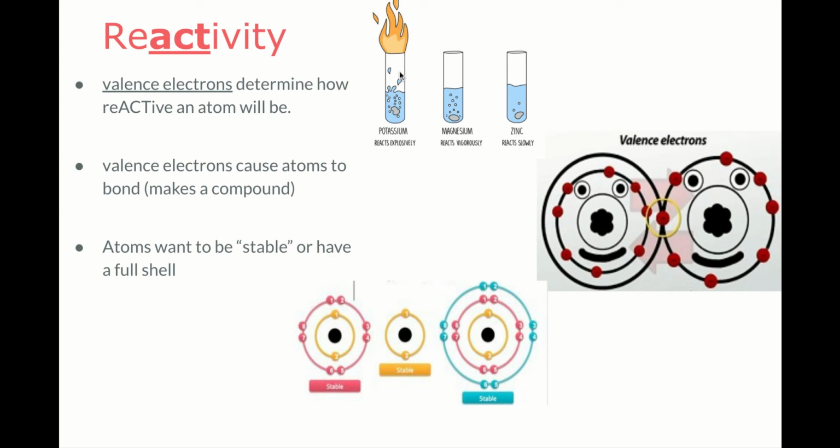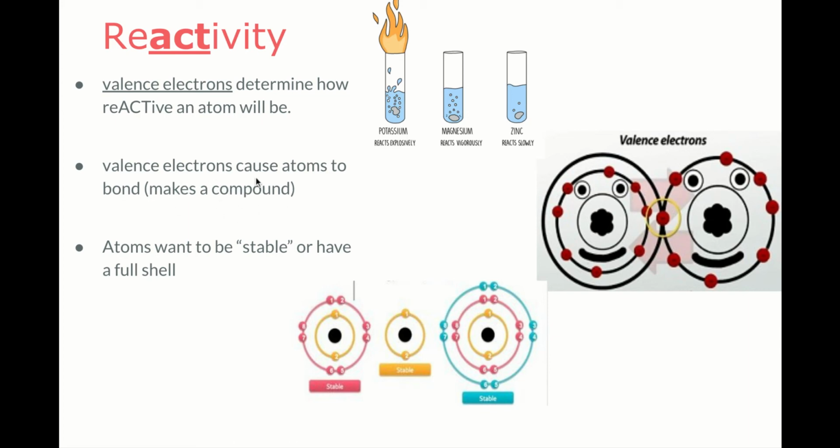And then we have some atoms that are not going to have the same reaction. It might have a slightly less reaction, or you might have atoms that don't react at all. So remember, react is just how an atom's going to act. Some valence electrons cause an atom to bond. So reactivity could also be bonding, making a compound.